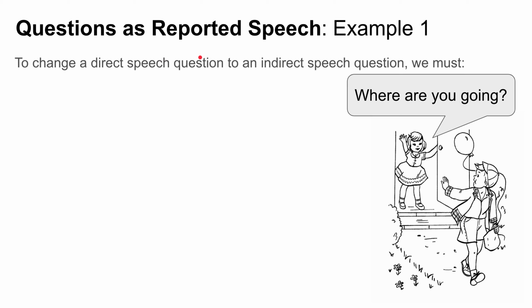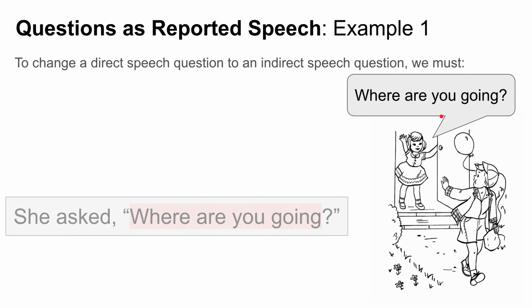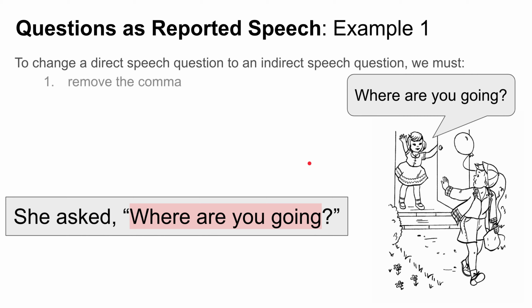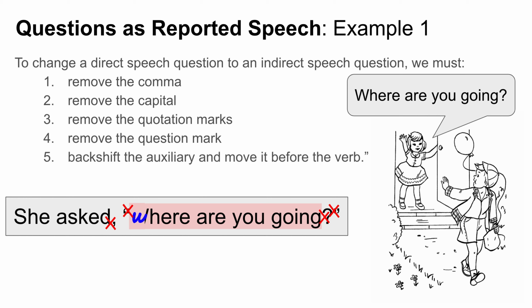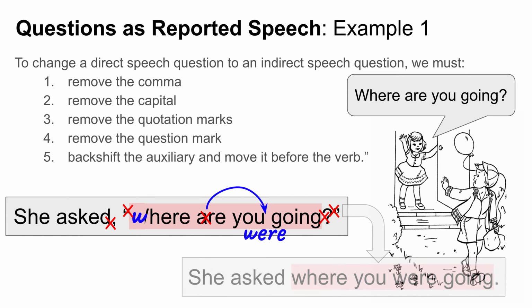Lastly, to change a direct speech question to an indirect speech question, we must. Okay, so what are we reporting? Here, the girl, where are you going? So she asked, where are you going? Well, let's rewrite this. Okay, of course, we're going to remove the commas, remove the capital, remove the quotation marks, remove the question mark, backshift the auxiliary and move it before the verb. So are, were, and there we have it. She asked where you were going.